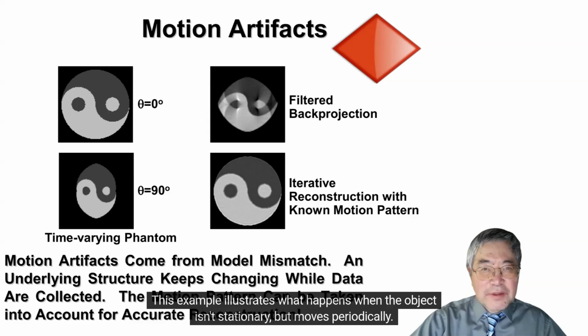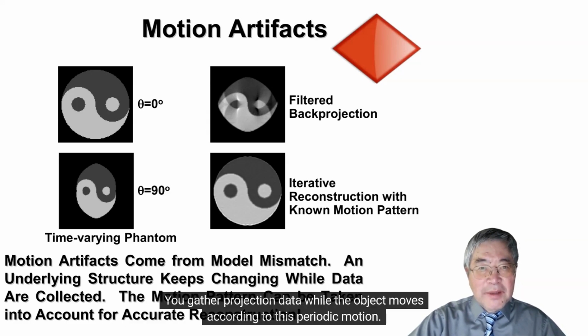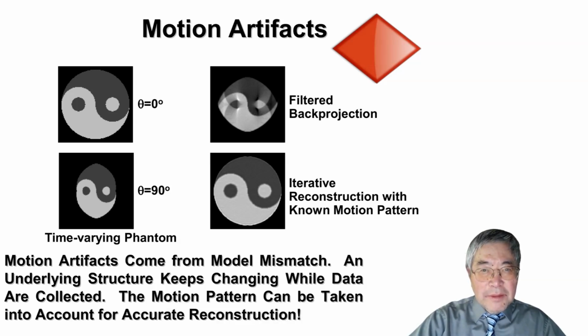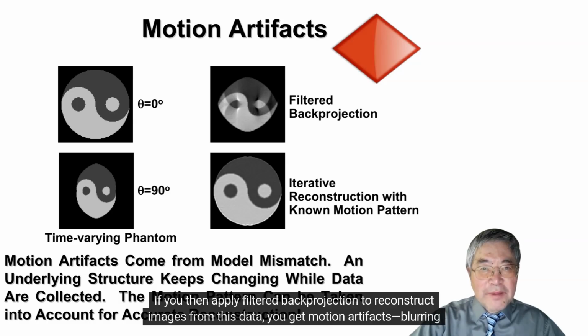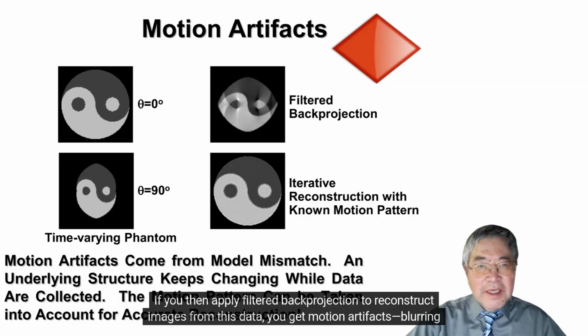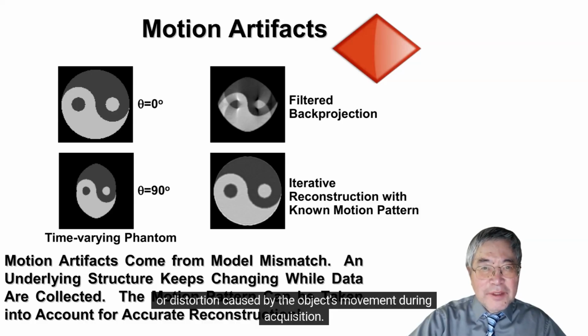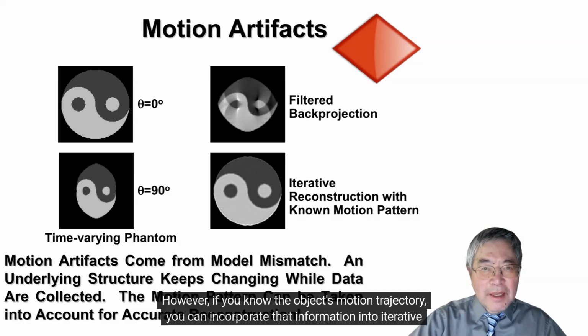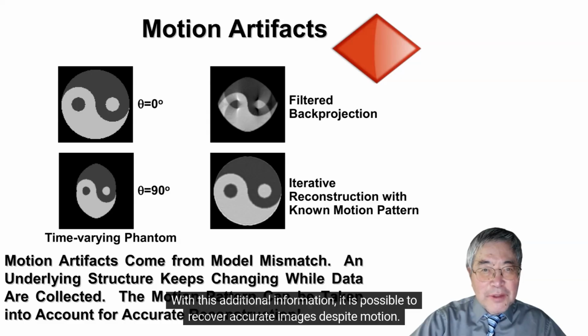This example illustrates what happens when the object isn't stationary but moves periodically. You gather projection data while the object moves according to this periodic motion. If you then apply filtered back projection to reconstruct images from this data, you get motion artifacts, blurring or distortion caused by the object's movement during acquisition. However, if you know the object's motion trajectory, you can incorporate that information into iterative reconstruction algorithms. With this additional information, it is possible to recover accurate images despite motion.